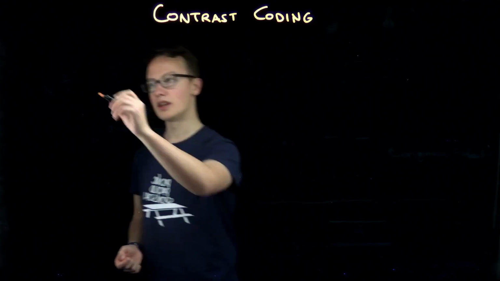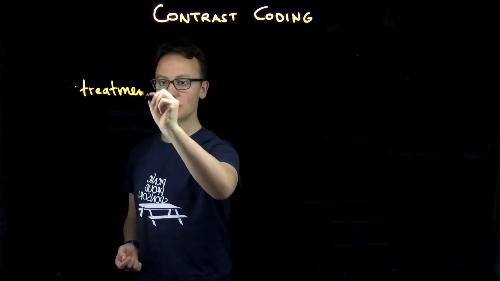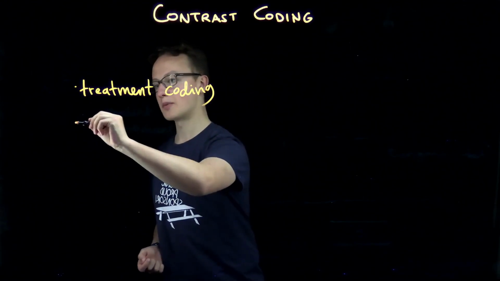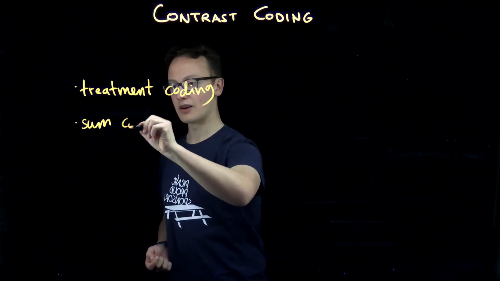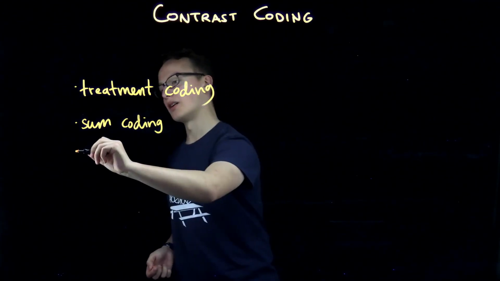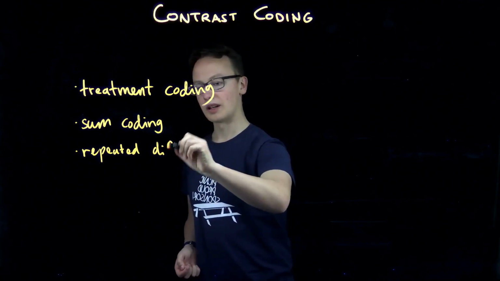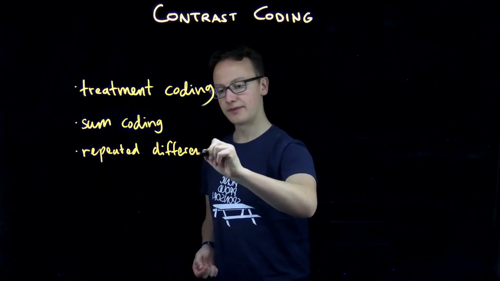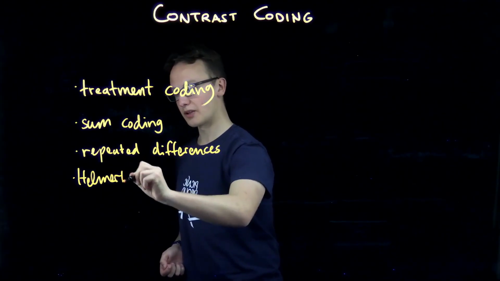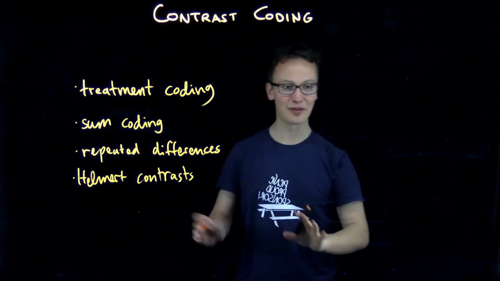For example, we learned about treatment coding, which is sort of the default or dummy coding that you will get in R if you don't specify anything else. Or we learned about sum coding, also the variants of it, like the normal sum coding or the scaled sum coding. We talked about repeated differences coding, or what else did we have? Helmert contrasts was another one. And finally, we also saw polynomial contrasts. And there are many more, okay? So I'm not going to write everything down.